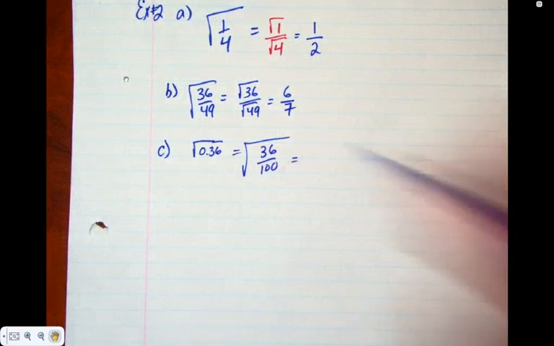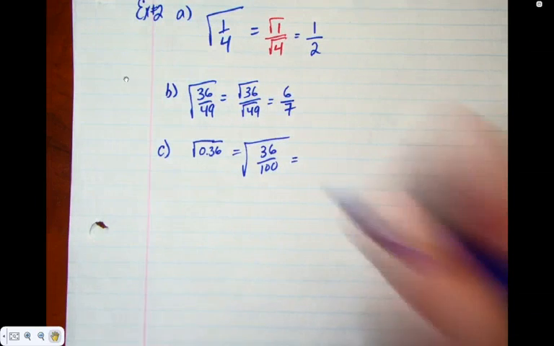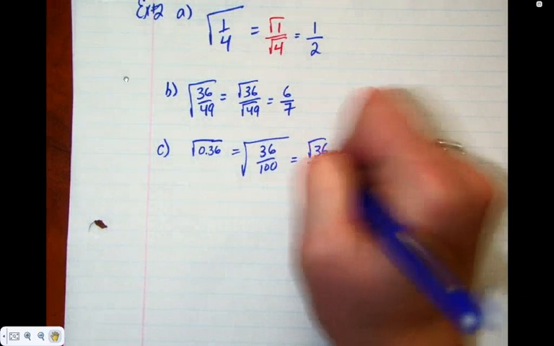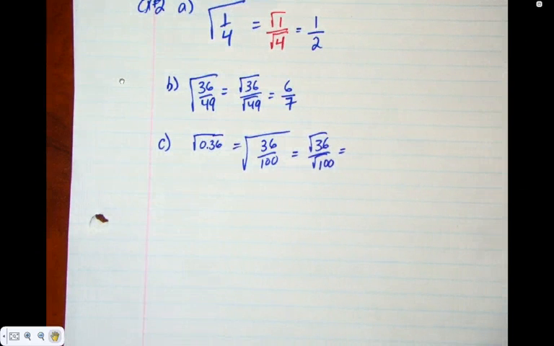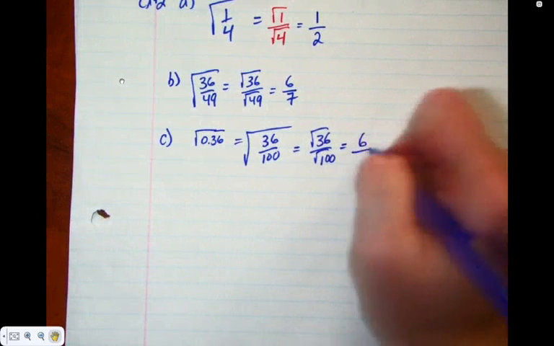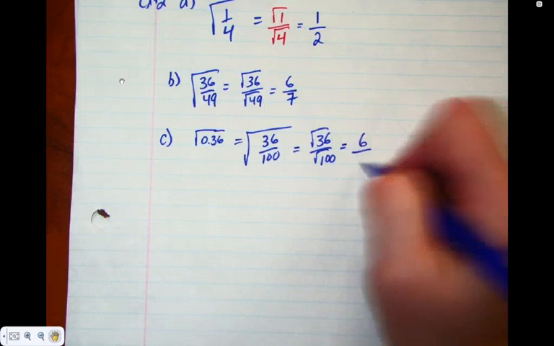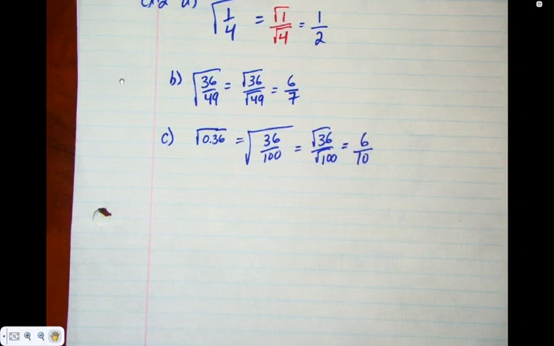There's a law in math that says if you're taking the square root of a fraction, you can take the square root of the pieces. What's the square root of 36? Six. What's the square root of 100? Ten. And what do you think the very, very last step will be?